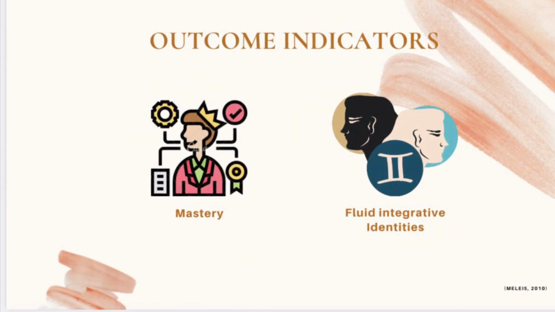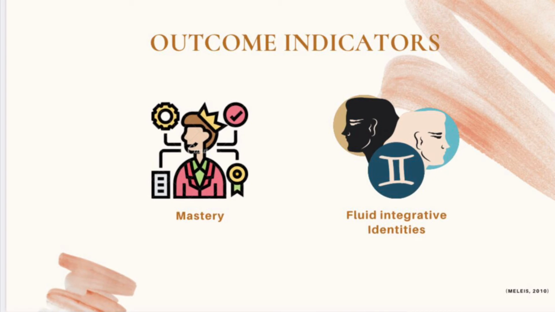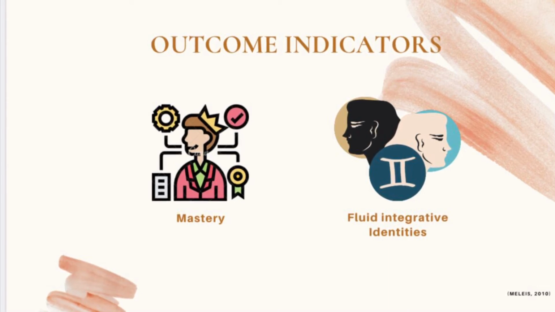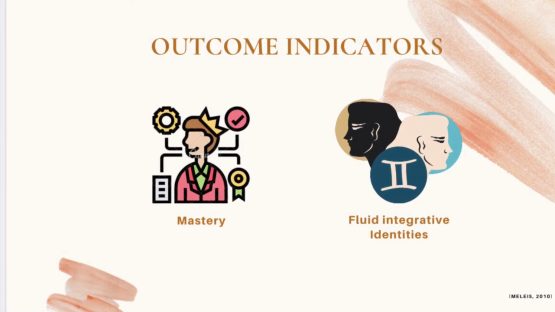Outcome indicators are observed at the end of a transition to determine whether a transition was healthy through mastery of skills and integration of new identities. It is important to determine the completion of a transition because if an outcome is observed too early, it is a process indicator, and if it is observed too late, it may be related to other events in the client's life.